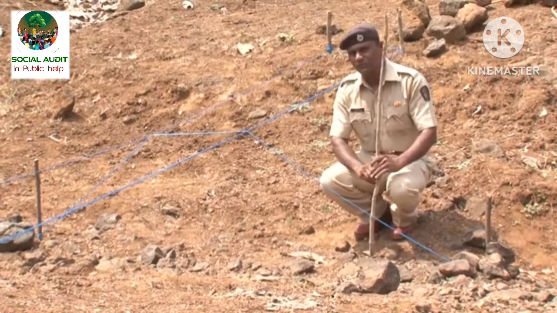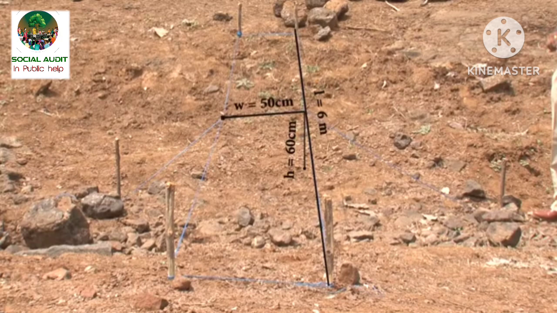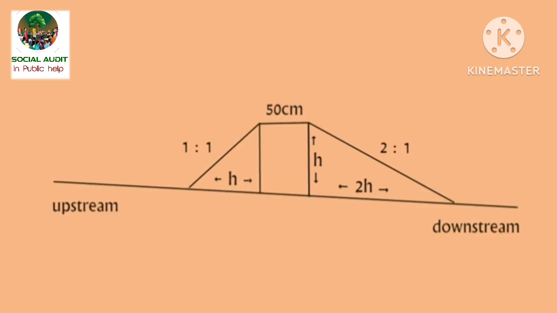Here you can see the top width of the bund to be constructed is 50 centimeters, the length is 6 meters and the height is 60 centimeters. At the upstream side, the bund slope should form a triangle with the height to base ratio as 1:1. On the downstream side, the bund slope should form a triangle where the height to base ratio is 1:2.